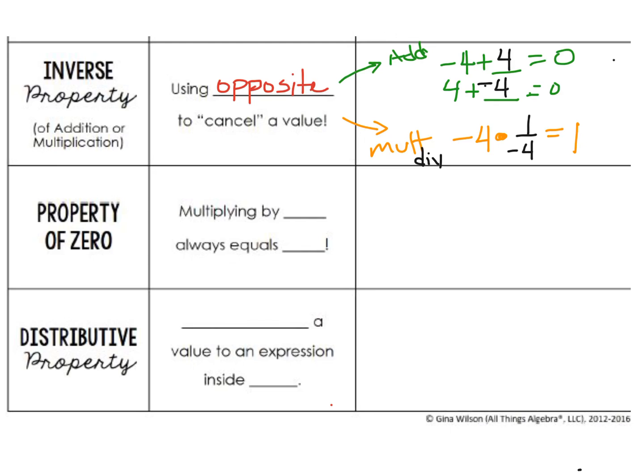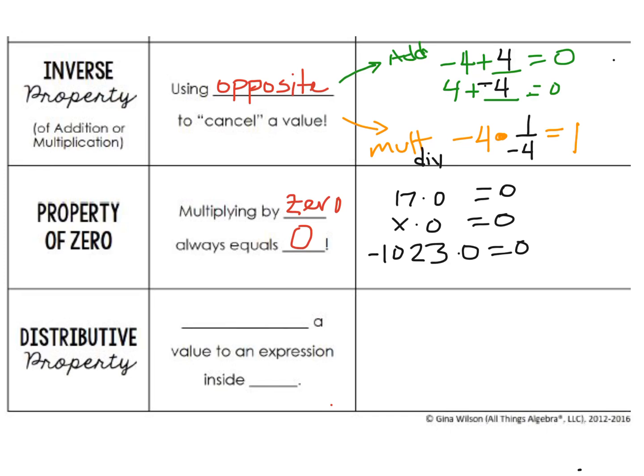Let's move on to the zero product property, which is very simple. It says multiplying by 0 always equals 0. So if I have 17 times 0, x times 0, -1023 times 0, it doesn't matter. Every one of those examples, the answer is 0.